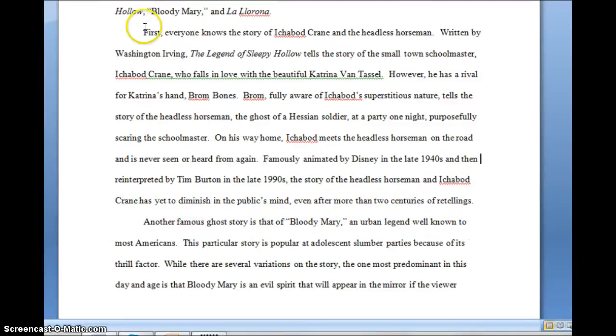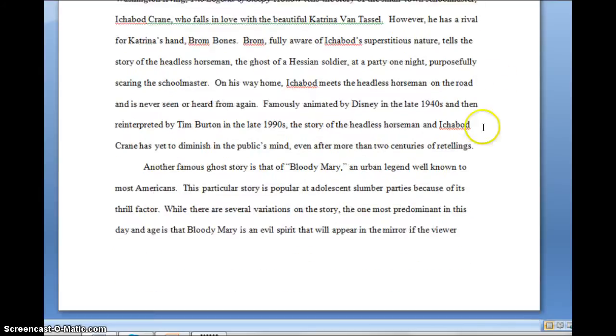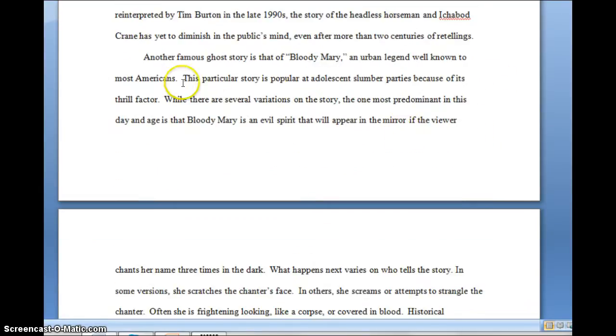So the first sentence says, this is what I'm about to write about, this is the topic of the paragraph. Then we explain the topic of the paragraph, and then the last sentence summarizes the main idea of the paragraph again. Then you move on to body paragraph 2, where we have another really nice topic sentence. Another famous ghost story is that of Bloody Mary, an urban legend well known to most Americans. Again, we have this really nice transition, another, that you always want to use a transition at the start of your body paragraphs, and this shows that we're moving from Sleepy Hollow to Bloody Mary.